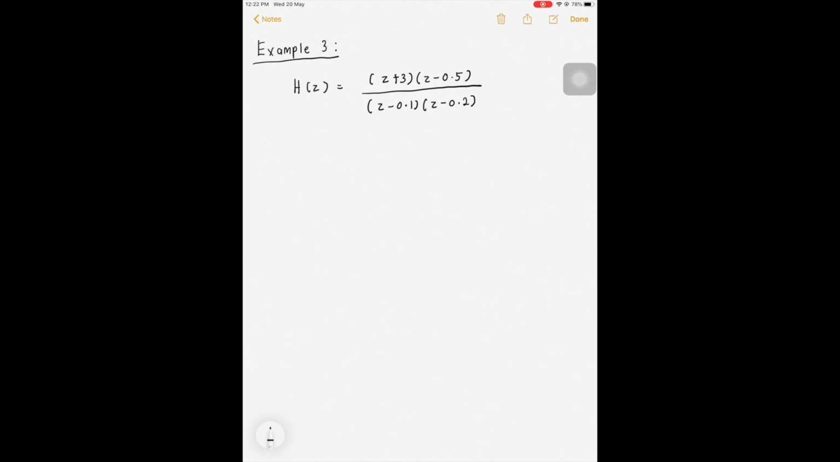Alright, so if you look at this transfer function, it is actually not similar to our general transfer function. Our general transfer function must be in inverse z form. So what you have to do first is create the z inverse transfer function. How to create it? You have to divide your function by z squared.